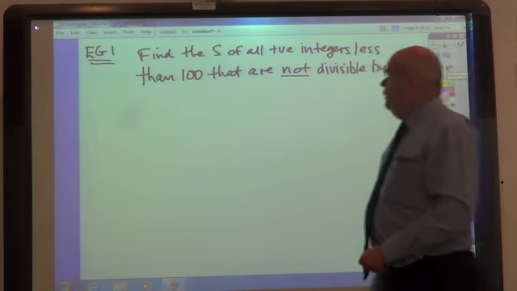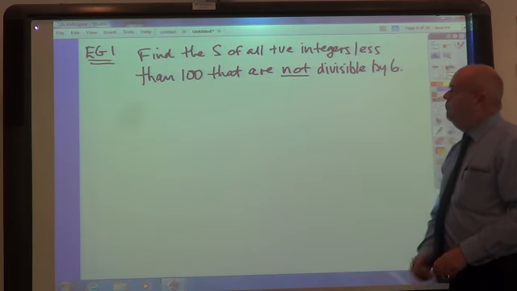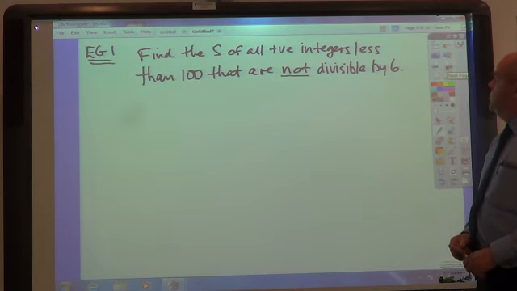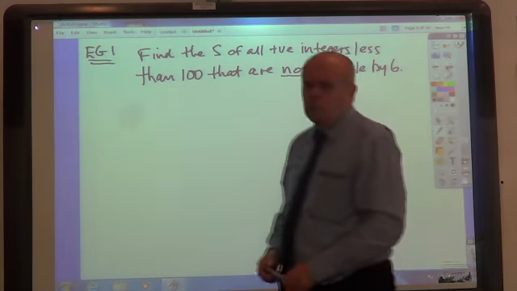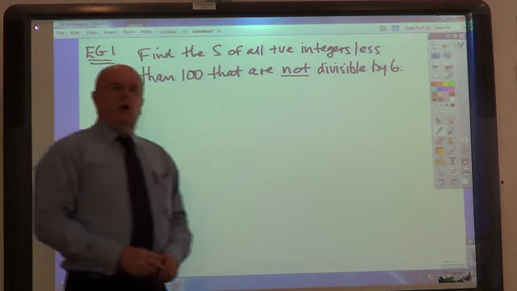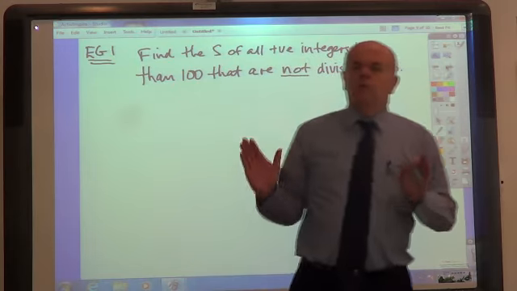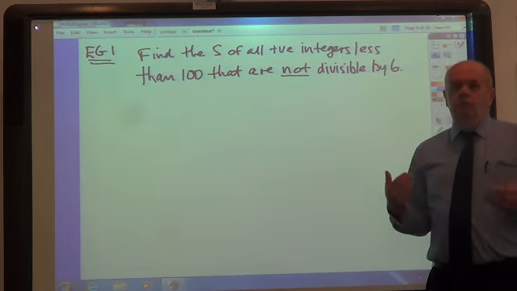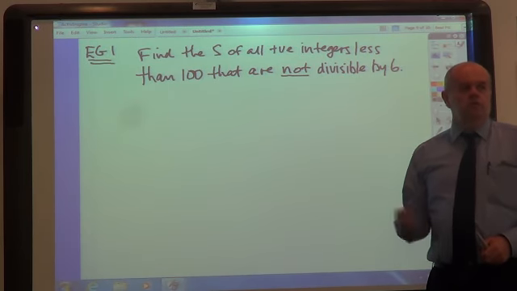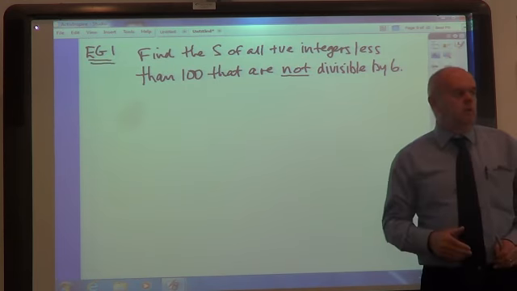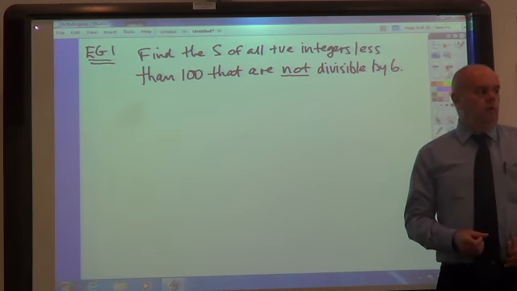Here's the first one. Find the sum of all positive, that means positive, integers less than 100 that are not divisible by 6. That are not divisible by 6. Alright, can anyone think of an overall strategy that might help us reach an answer? Now, by overall strategy, I'm not talking about detail, I'm just talking about the big logic that might sit behind this sort of problem.